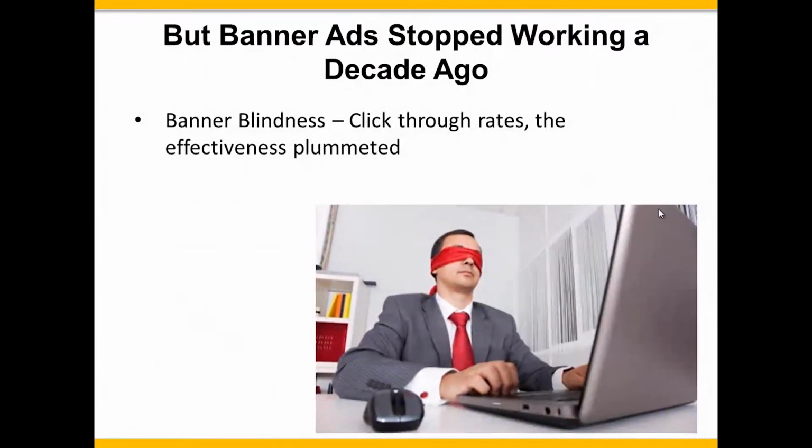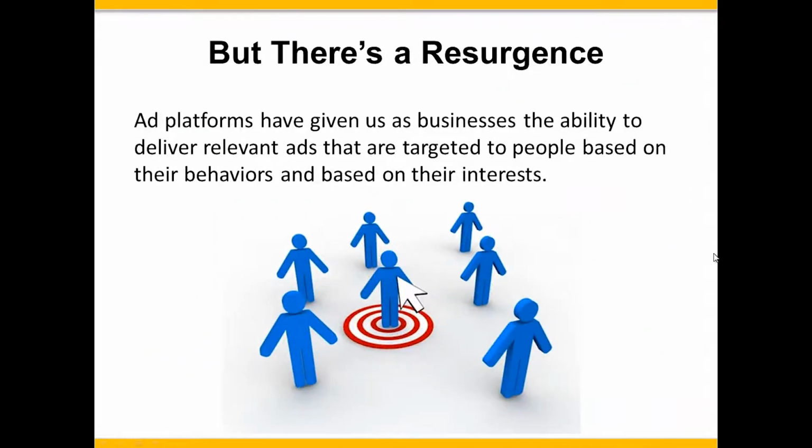The first banner ad, by the way, was created about 20 years ago, but the public learned to ignore banner ads. They stopped working, and this is called banner blindness. We are overloaded with advertising, so the click-through rates of these ads, the effectiveness of these ads have really plummeted. But in the last few years, there's been a resurgence, and that's because ad platforms have given us as businesses the ability to deliver relevant ads that are targeted to people based on their behaviors and based on their interests. And these are led by Facebook and Google.